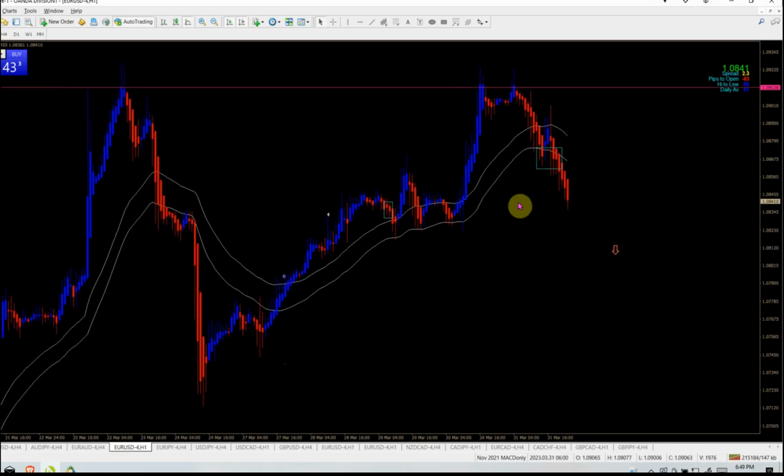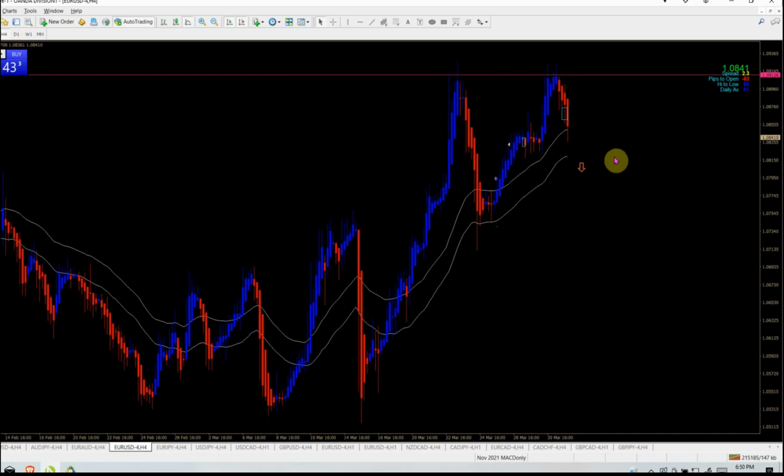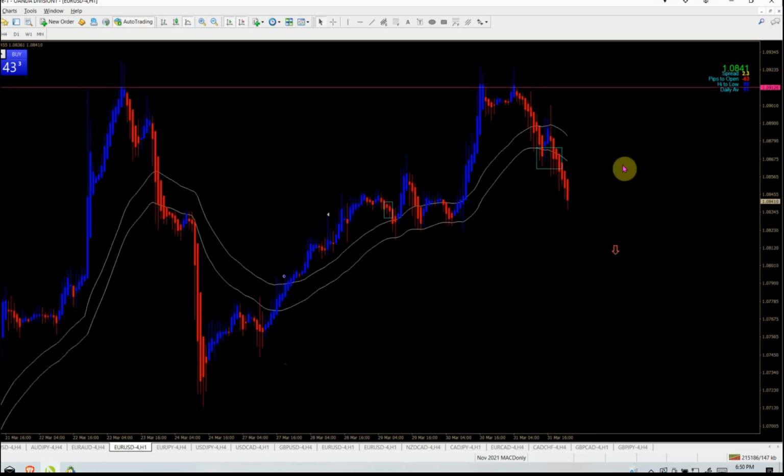On the 1 hour, we did trade out of this box, and we are moving down. But because we are technically still in an uptrend on the 4 hour, I'm not really thrilled. Because of the double top, though, I might actually consider taking shorts here on pullbacks, maybe targeting back to these lows. So I do have this as a potential sell on pullbacks.